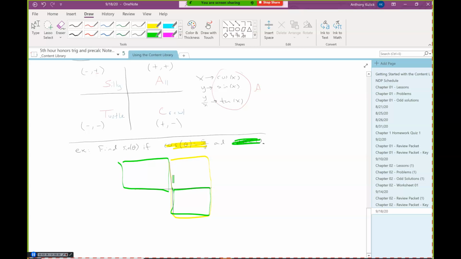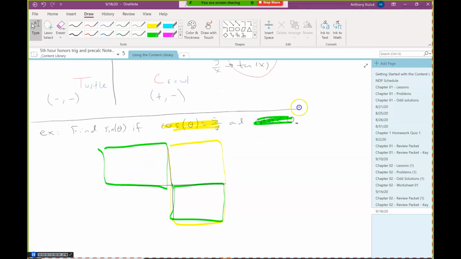So which quadrant is both cosine positive and cotangent negative in? Quadrant 4, right? It's the only quadrant where the highlights overlapped. Is everybody okay with how I did that? Again, nothing super complicated about that, but if you haven't seen it done, it's not always tremendously obvious how you would use that information.